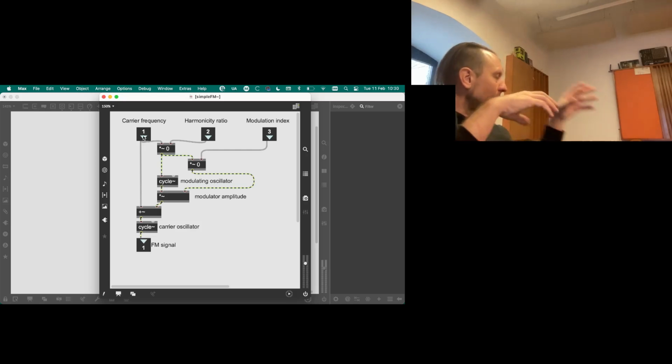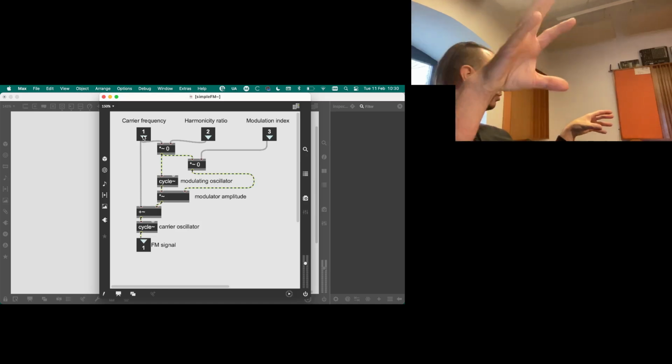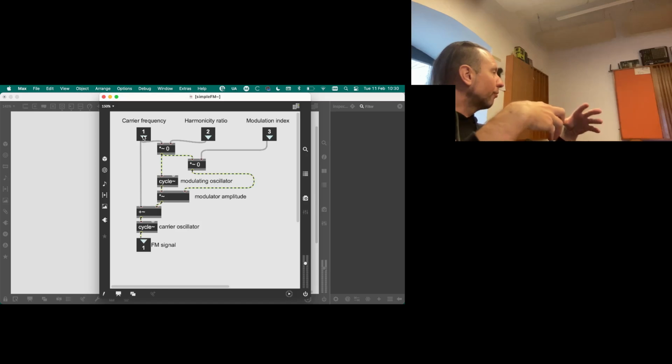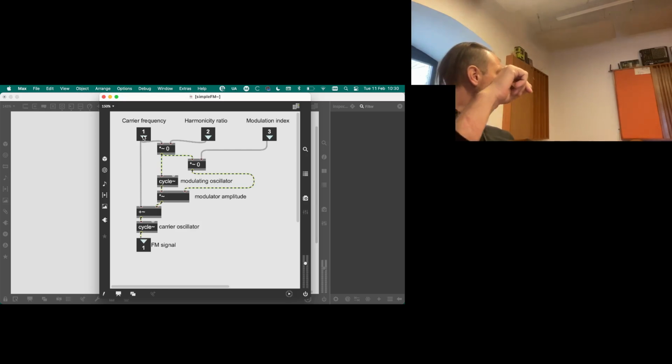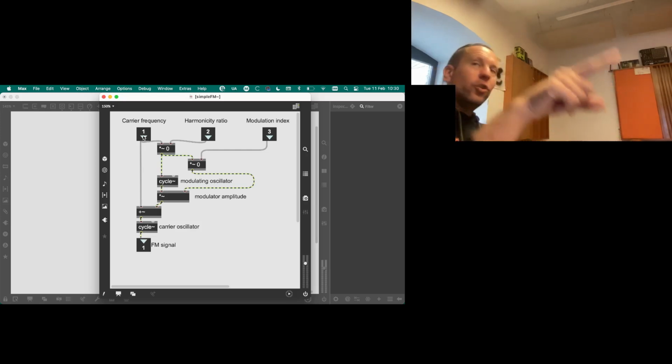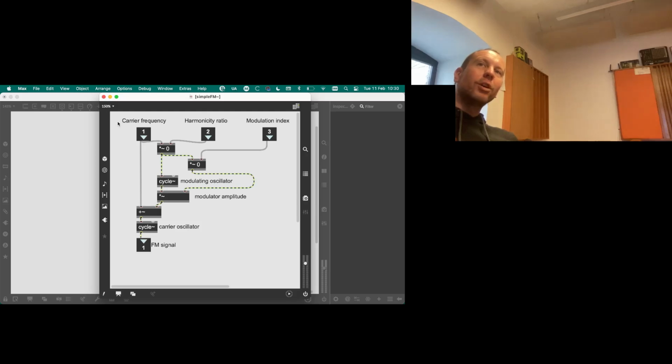You see? So you're linking the modulation frequency to the carrier frequency, and by doing this, you will always preserve the same type of spectrum regardless of the carrier frequency, because it's the ratio between the two frequencies that determines the amount of harmonicity. And if the ratio is fixed, then you can freely move the carrier frequency, freely play a different tone, and you will always get a consistent timbre of the instrument. Okay?